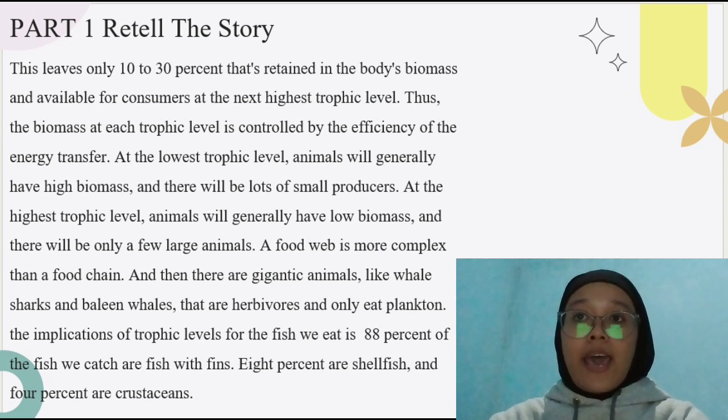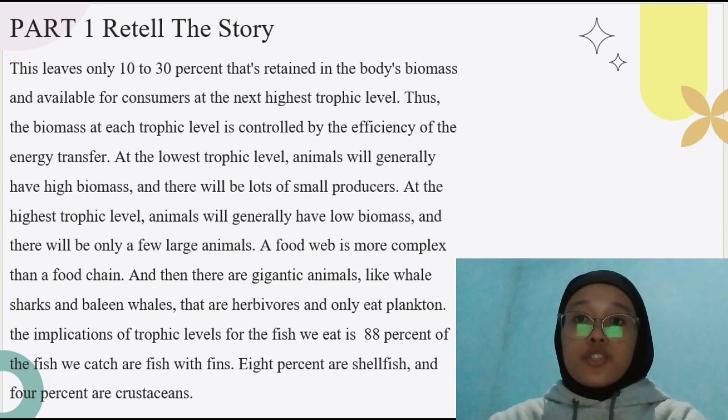Thus, the biomass at each trophic level is controlled by the efficiency of the energy transfer. At the lowest trophic level, animals will generally have a high biomass and there will be lots of small producers. At the highest trophic level, animals will generally have a low biomass and there will be only a few large animals. A food web is more complex than a food chain. And then there are gigantic animals like whale sharks and baleen whales that are herbivores and only eat plankton.